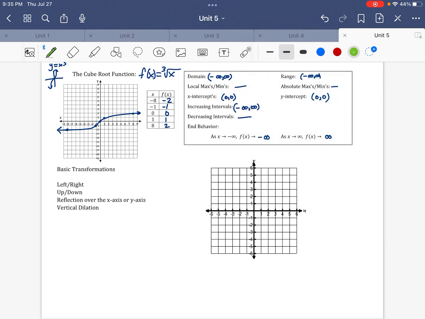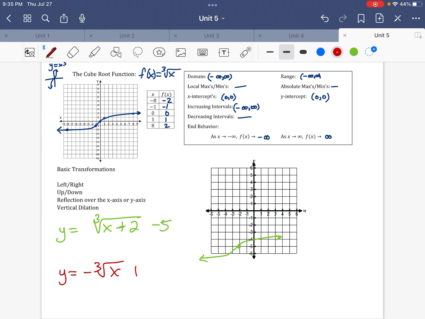But let's say you had, I don't know, y equals cube root x plus 2 minus 5. So that thing would move to the left 2 and down 5. That would be the center. And then it would come up and snake that way.